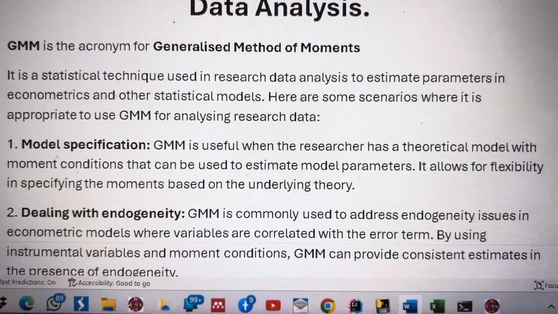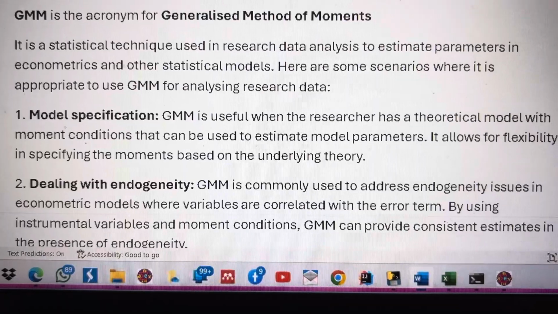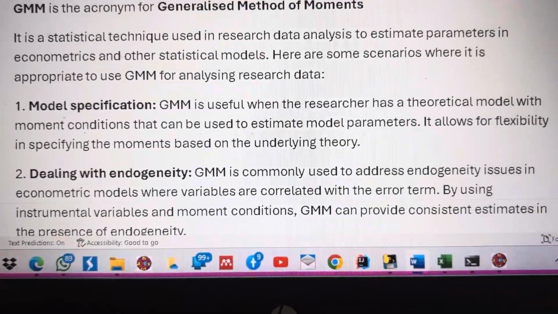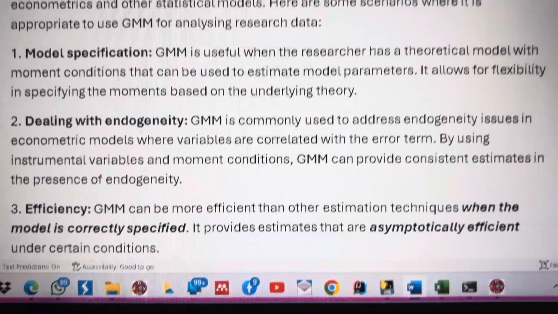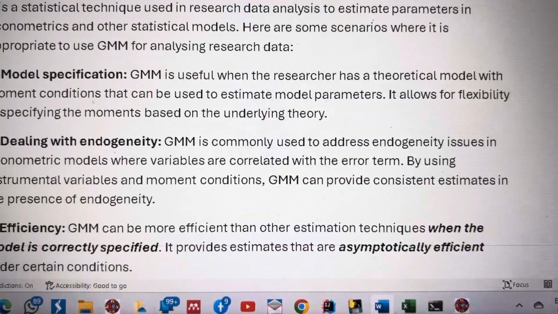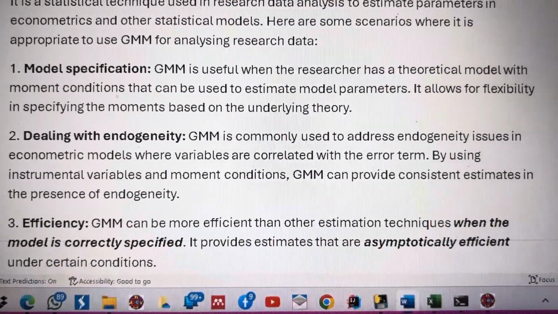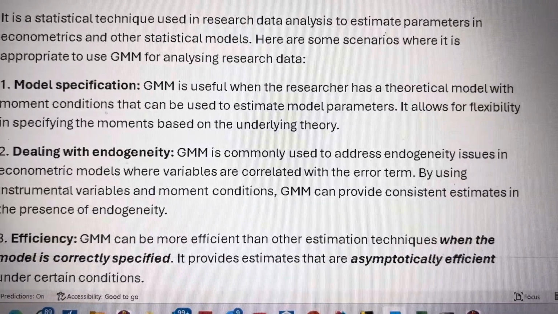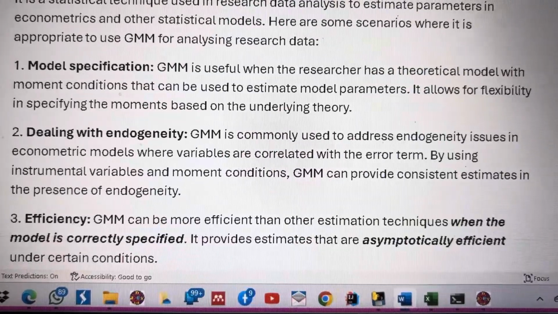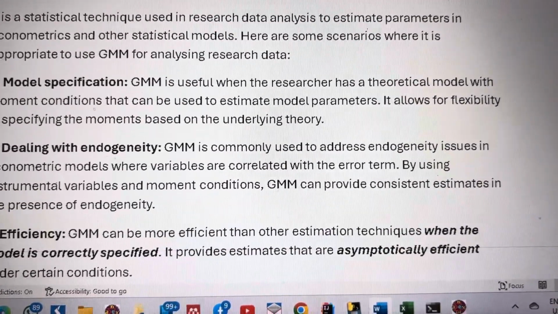Here are some scenarios where it is appropriate to use GMM for analyzing research data. The first one is the model specification. GMM is useful when the researcher has a theoretical model with moment conditions that can be used to estimate model parameters. It allows for flexibility in specifying the moments based on the underlying theory.